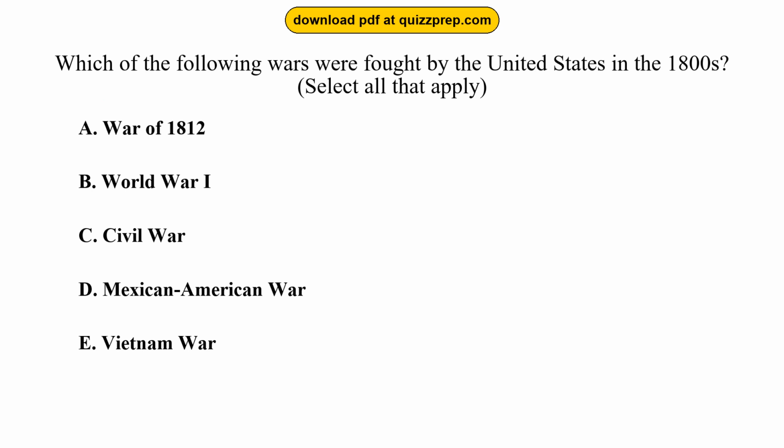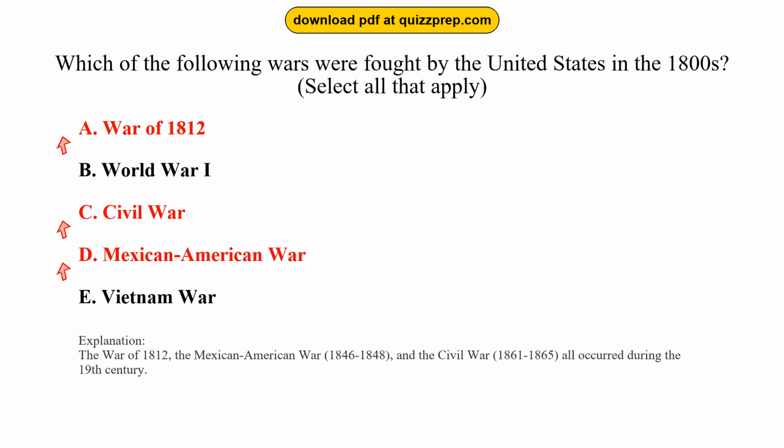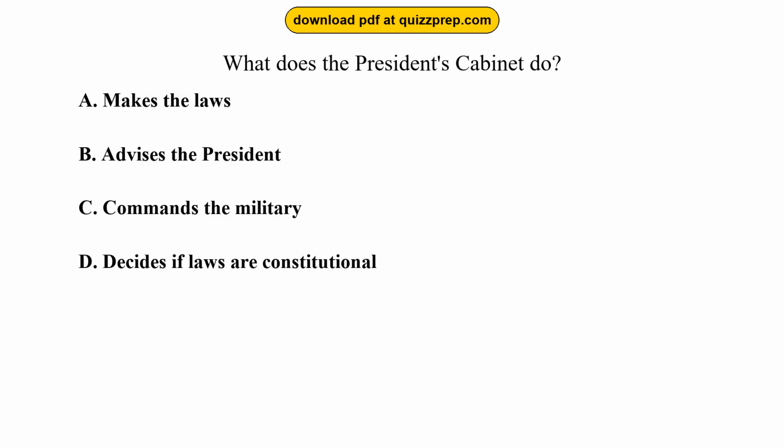Question 42. Which of the following wars were fought by the United States in the 1800s? Option A, War of 1812. Option B, World War I. Option C, Civil War. Option D, Mexican-American War. Option E, Vietnam War. The correct answers are options A and C and D. War of 1812, Civil War, Mexican-American War. The War of 1812, the Mexican-American War, 1846 to 1848, and the Civil War, 1861 to 1865, all occurred during the 19th century.